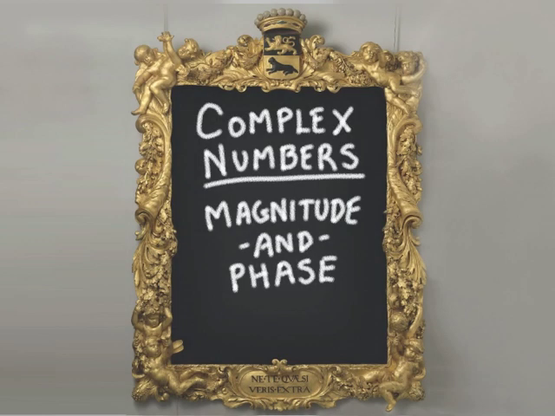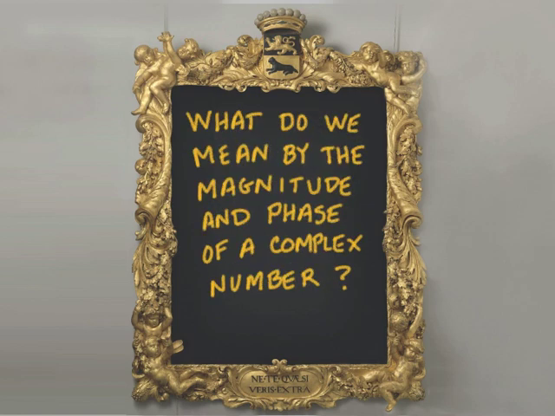As an aid to understanding the frequency response of transfer functions, we'll spend this presentation talking about some operations on complex numbers. Specifically, we'll look at the magnitude and phase of complex numbers, and then we'll examine the magnitude and phase of products of complex numbers and of ratios of complex numbers. The first question we need to answer is, what do we mean by the magnitude and phase of a complex number?